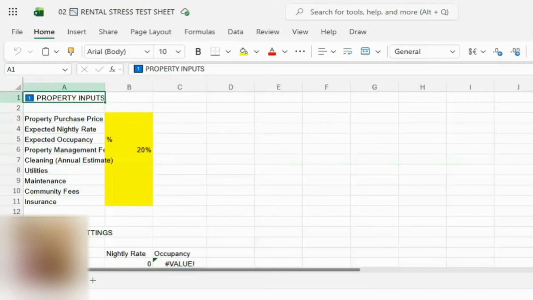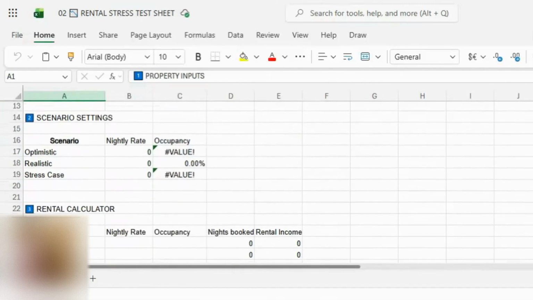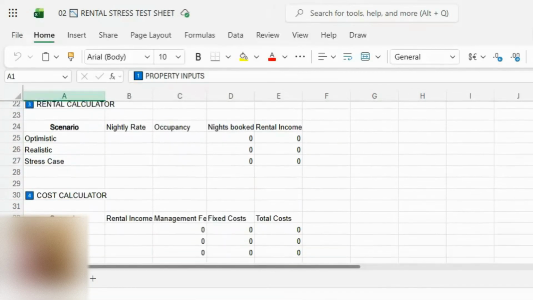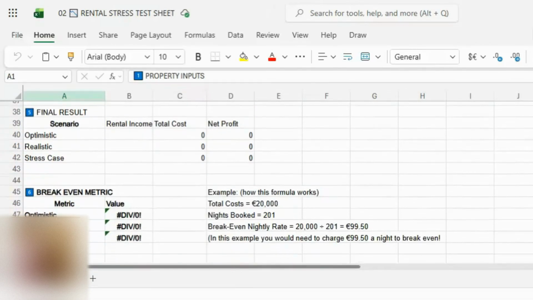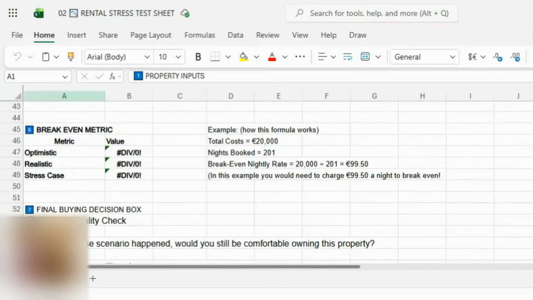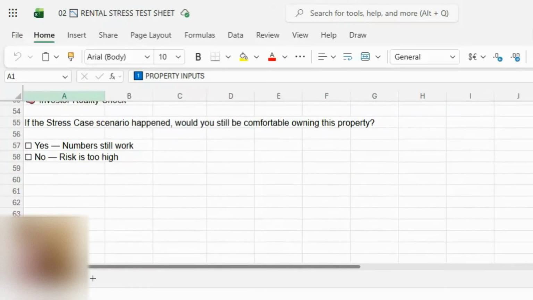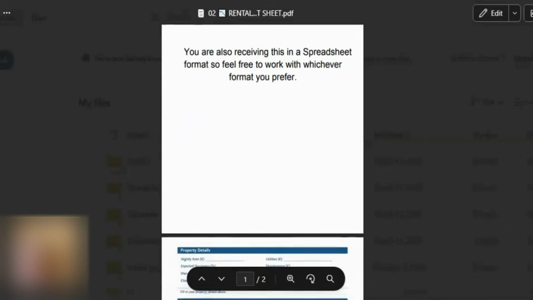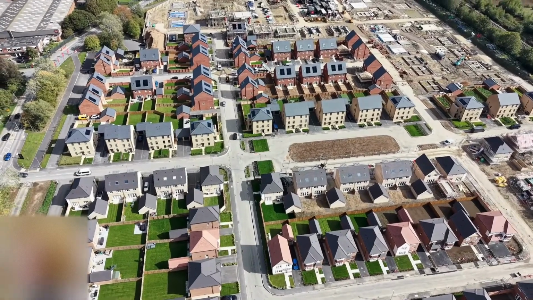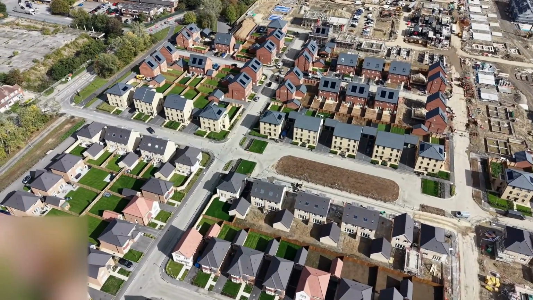So I'm going to put up a screen recording of the stress test sheet where you can see the property price, expected annual rental income, annual cost, occupancy, and stress test scenarios. It's very simple, it's not complicated maths. And I'm going to do this in both a spreadsheet version and a PDF version for those who are not comfortable with a spreadsheet.